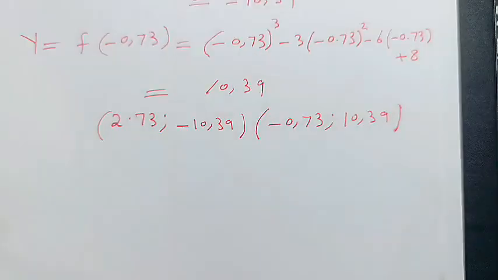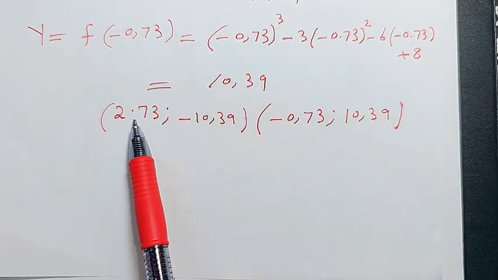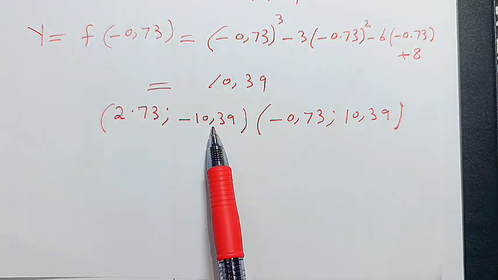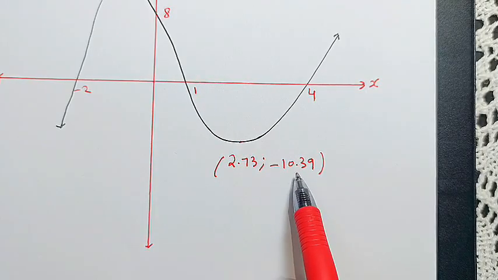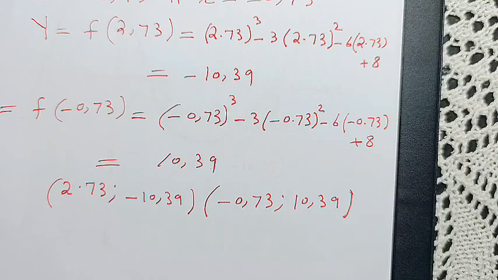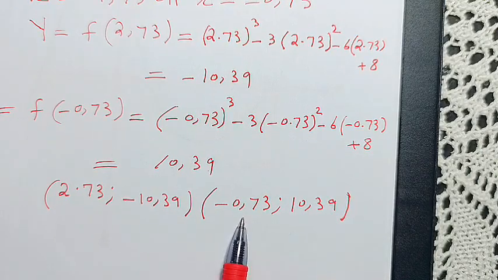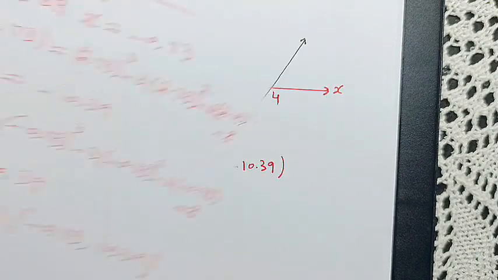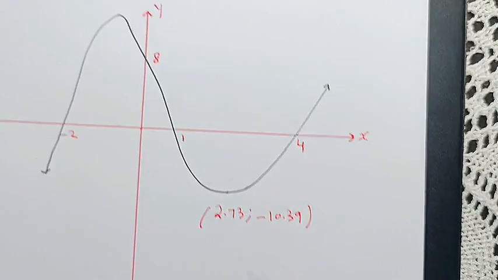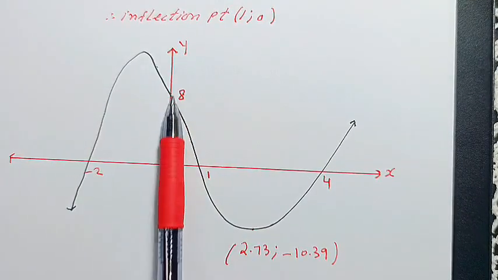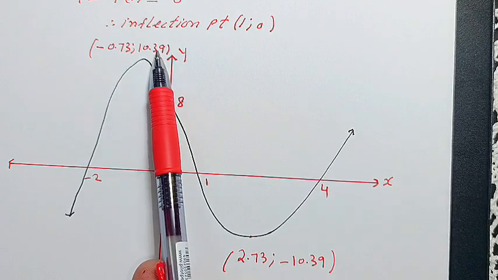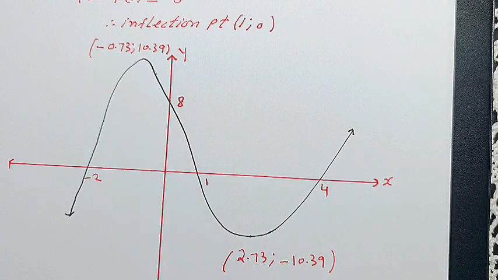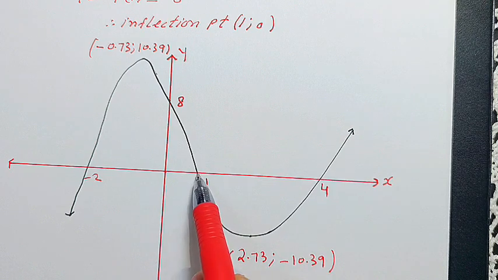Then the turning points, we got two turning points. The first: x value 2.73, y value negative 10.39. Now the second one, x value negative and y value positive. That will be here in this quadrant: x value negative 0.73, y value positive 10.39. So we got both turning points. And the inflection point is here, x value 1, y value 0.